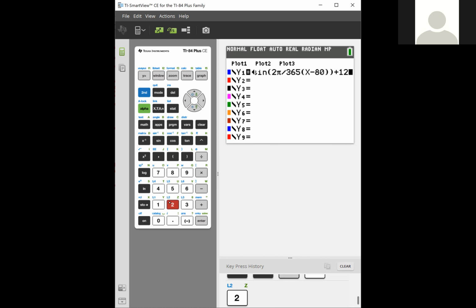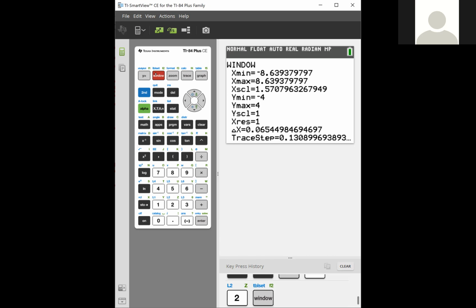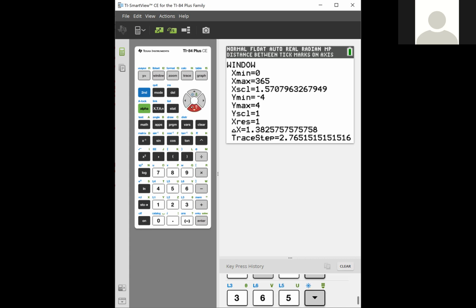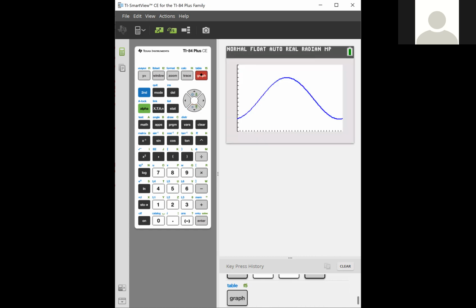And we can actually see what this looks like on the graph. So I'm going to change my window to do that. I know x is going to be a full year, so it goes 0 to 365, and let's go by 10. My daylight goes from 7 to 17, so I'm going to go a little bit less than that, maybe 4 to 20, and I'll just go by ones. And so if I graph it, I should get that sine curve if I did it right.